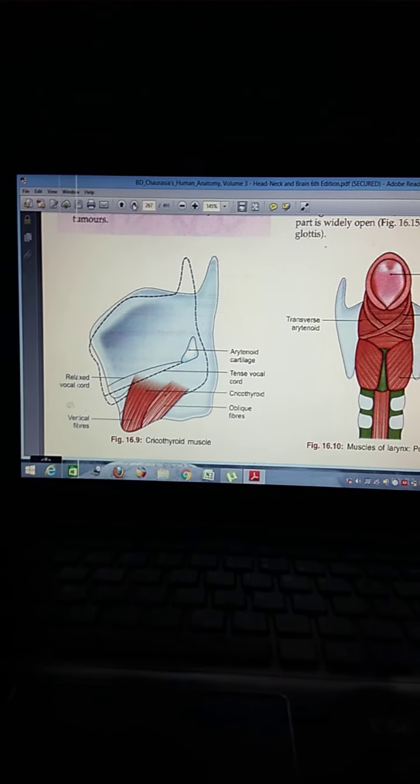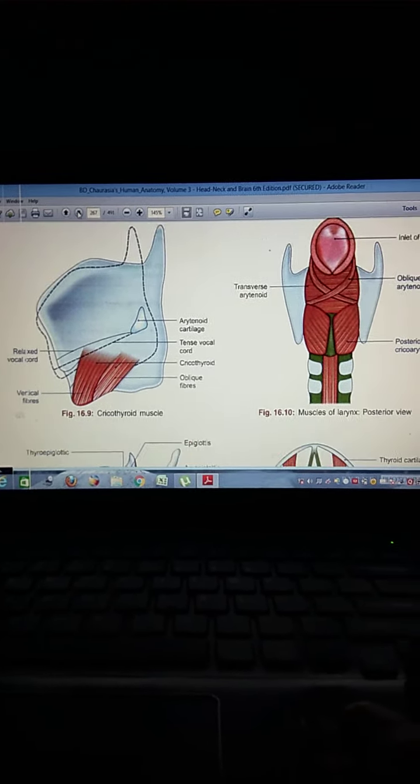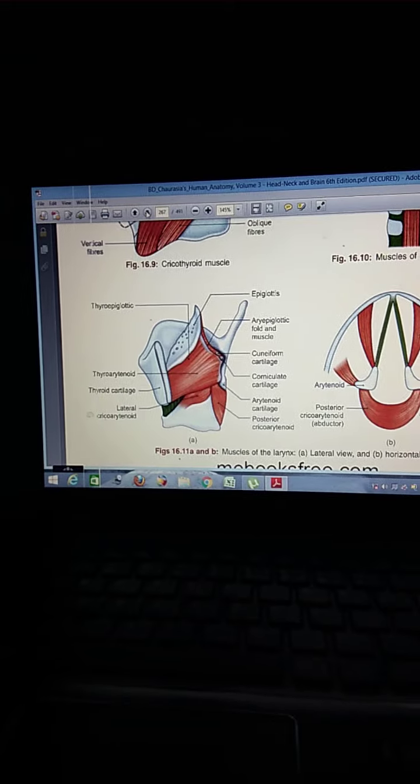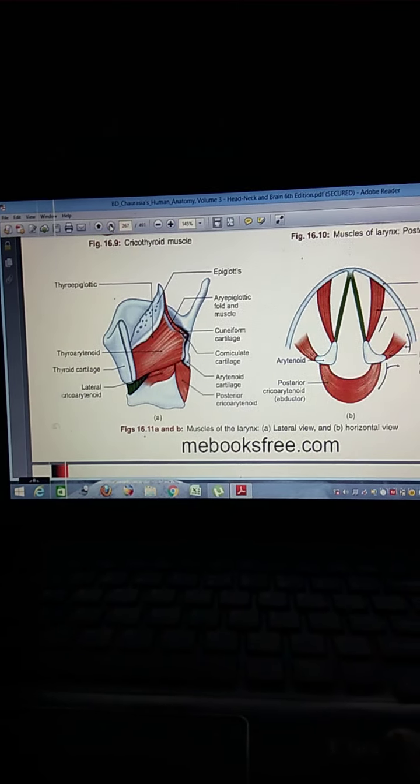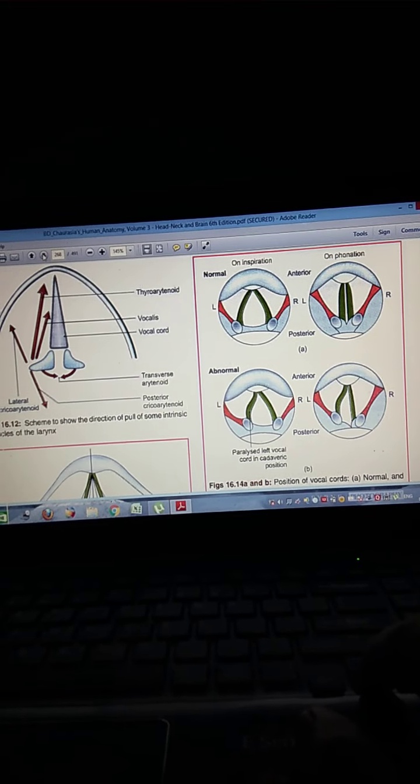This is the figure of the cricoid muscles, and the second is the muscles of the larynx in posterior view. This is the figure of the lateral view and horizontal view of the muscles of the larynx. Here is the figure of the scheme to show the direction of pull of the intrinsic muscles of the larynx, and another figure is the various positions of the vocal cord, and here the figure of the position of the vocal cords in normal and abnormal conditions.